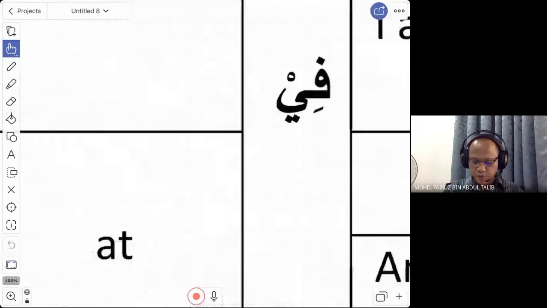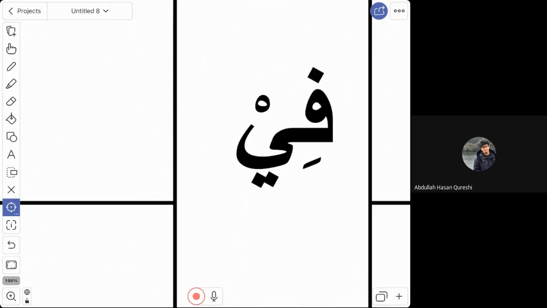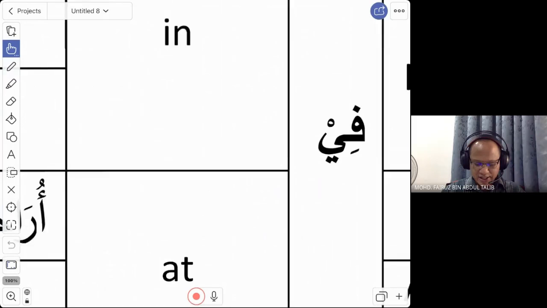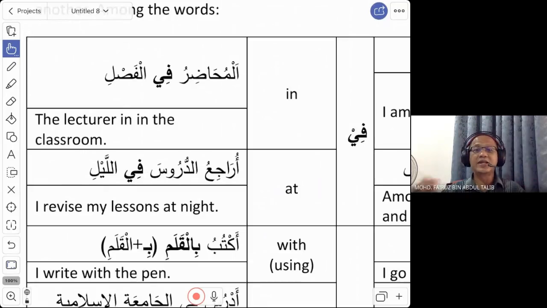Okay, this is another very important word: fi. So what is fi? Monday we also learned this word, fil fasl, in. So in the previous lesson we learned abi ya'malu fil maktaba, fil jami'a, in or at. So that is the meaning of the word, in or at. Here I give you the words: in, at, inside. That is also fi.